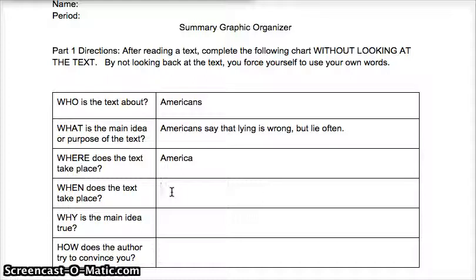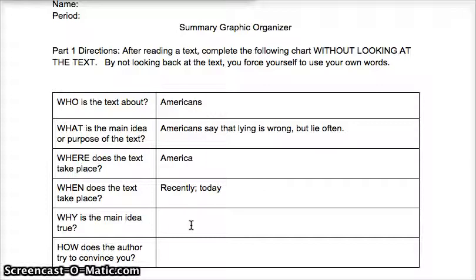Now, sometimes the when is going to be extremely important. If you're doing a summary of a history article, or if you're writing a summary of instructions that you have to do things at a certain time. For this one, a vague answer will be just fine. We can go with something like recently or today. Either one of those will work.